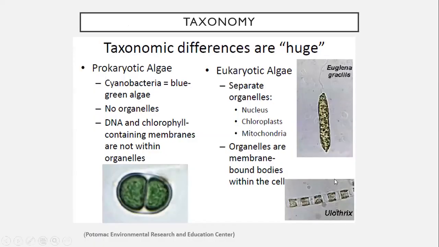Next. All right. So I'm going to give some background on taxonomy of phytoplankton. A quick note here is that there are two major kingdoms, prokaryotic algae, which the cyanobacteria fall into this kingdom, and eukaryotic algae, which all the other classes fall under. So the main difference here is that cyanobacteria don't have organelles, and eukaryotic algae do. They have the nucleus and chloroplasts and mitochondria and everything else.